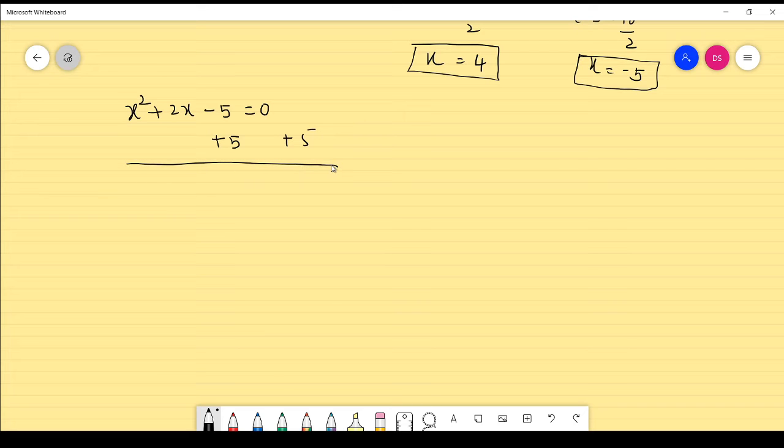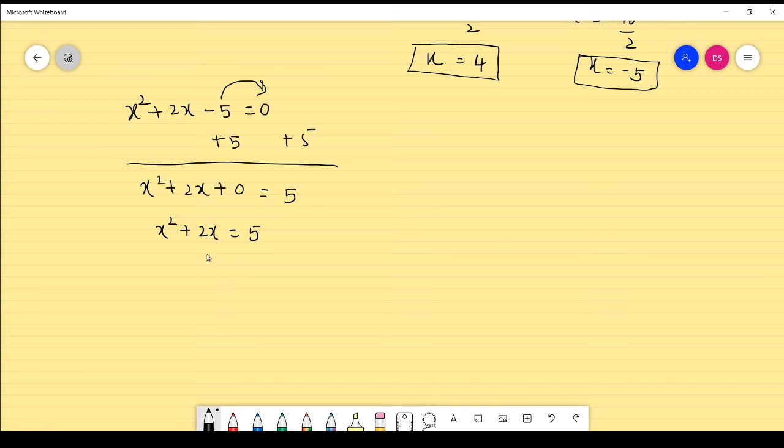Now by adding plus 5 on both sides of the equation, what will remain over here? x square plus twice x. This minus 5 plus 5 will become 0, equal to 0 plus 5, which is plus 5. So x square plus twice x will be equal to plus 5. Now we shifted our constant to this side by just adding plus 5. If it were plus 5 here instead of minus 5, then we would subtract 5 over there. So that is quite good.